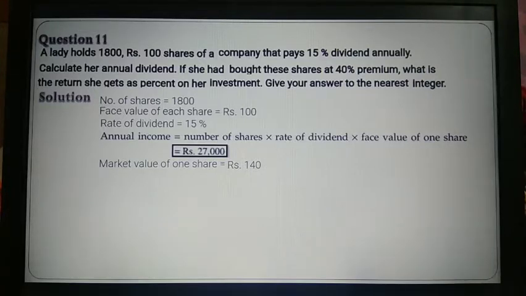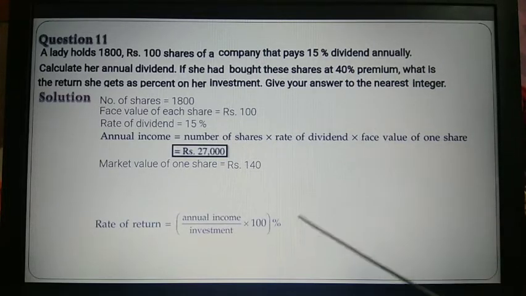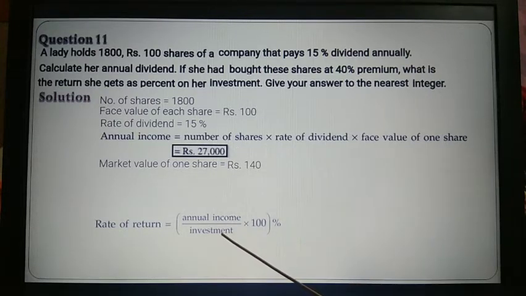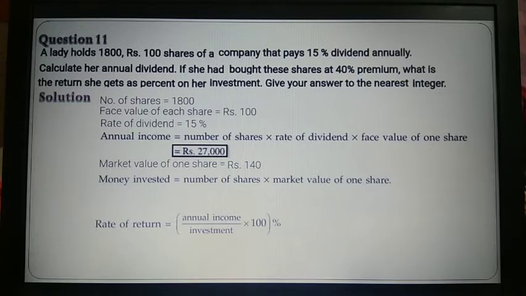Now since our aim is to find the rate of return, my formula for calculating rate of return is this one. Let us see what things we need to find to calculate the rate of return. We need to find the investment, and we need the annual income. We have already found our annual income, but we don't know the investment, so we'll calculate our investment. To calculate investment we have this formula.